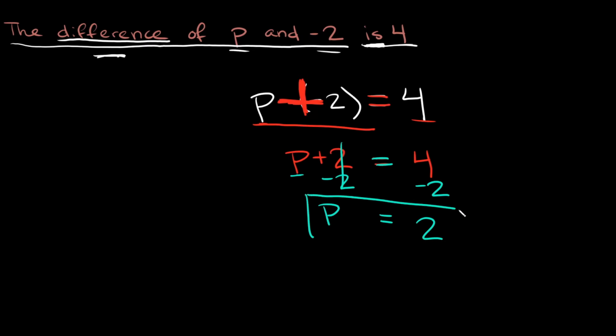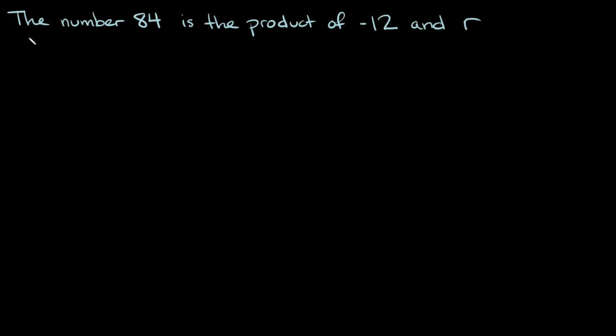So here's our answer. P is equal to +2. All right, let's do just a couple more. Okay, so now this one says the number 84 is the product of -12 and r. So as you can see, we have this is again, right? So that's equal to 84. So it's saying 84 is equal to this stuff over here.